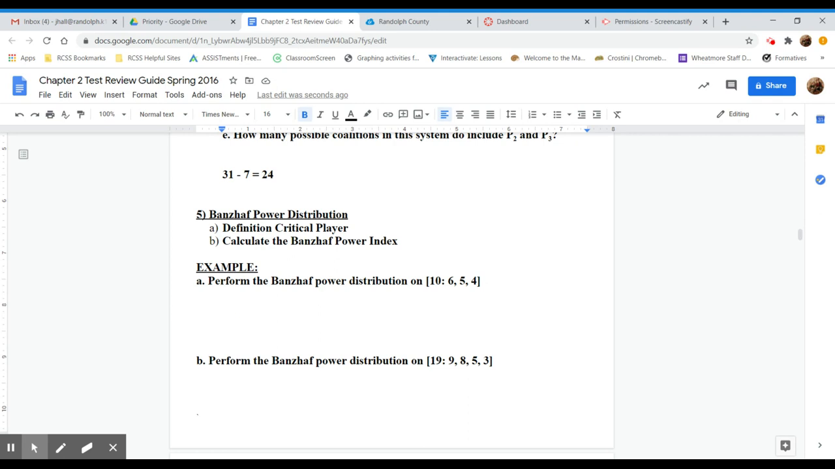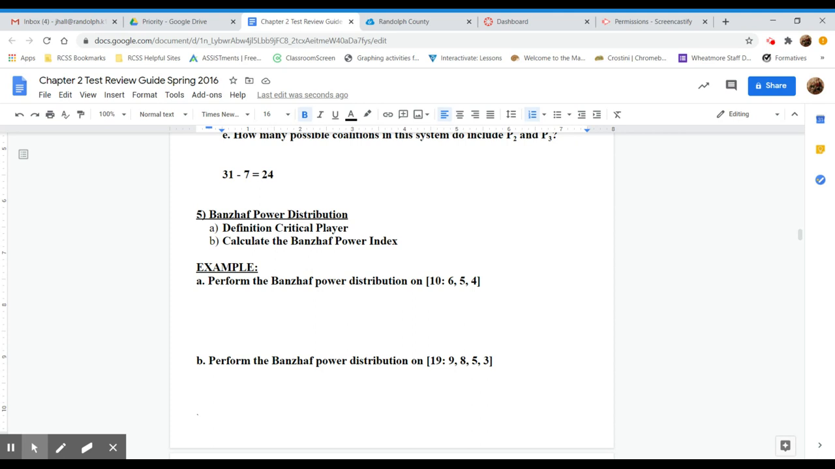Banzhaf power distribution, and then the last one there, which is going to be our Shapley-Shubik. So the definition of a critical player, we need to know that. Remember, a critical player is a player who is needed in every winning coalition, or is it critical in every winning coalition?